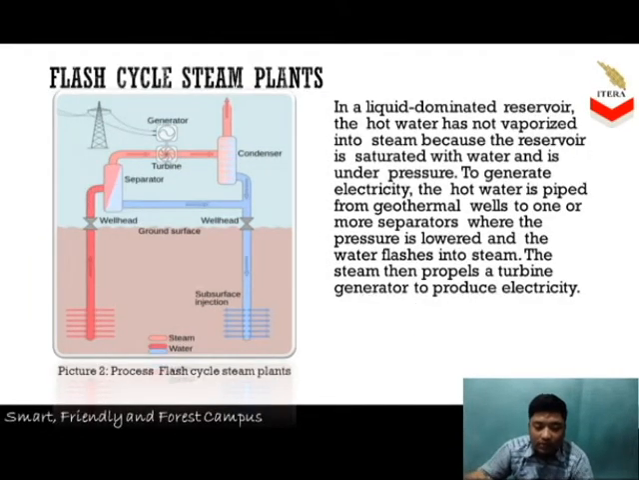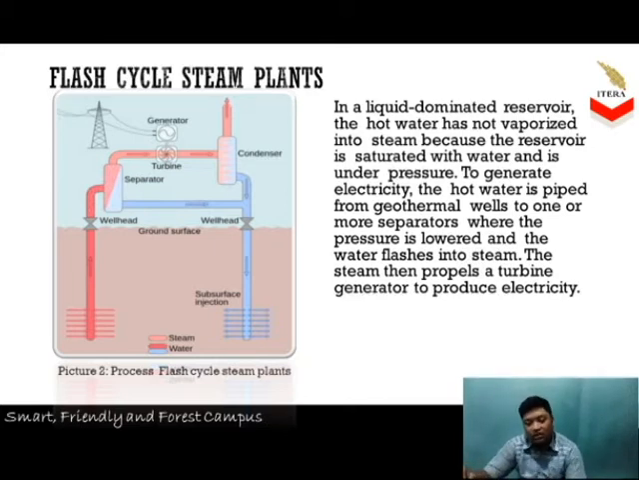The second type is flash cycle steam plants. Flash cycle steam plants are moved by generator with diesel fuel. In a liquid dynamic reservoir, the hot water has not vaporized into the steam because the reservoir is saturated with water and under pressure.